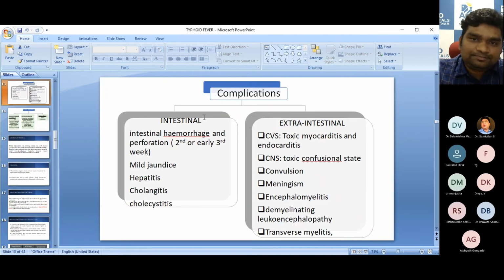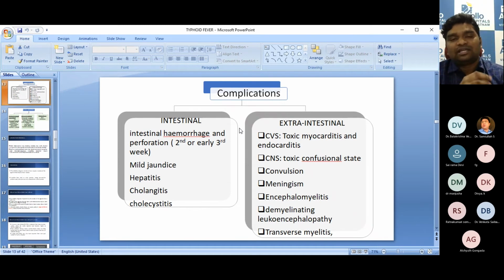And complications. You can classify these complications into intestinal and extra-intestinal. Intestinal hemorrhage and perforation are the most important complications during the second and third week. Mild jaundice, hepatitis, cholangitis, and cholecystitis are the hepatobiliary complications.